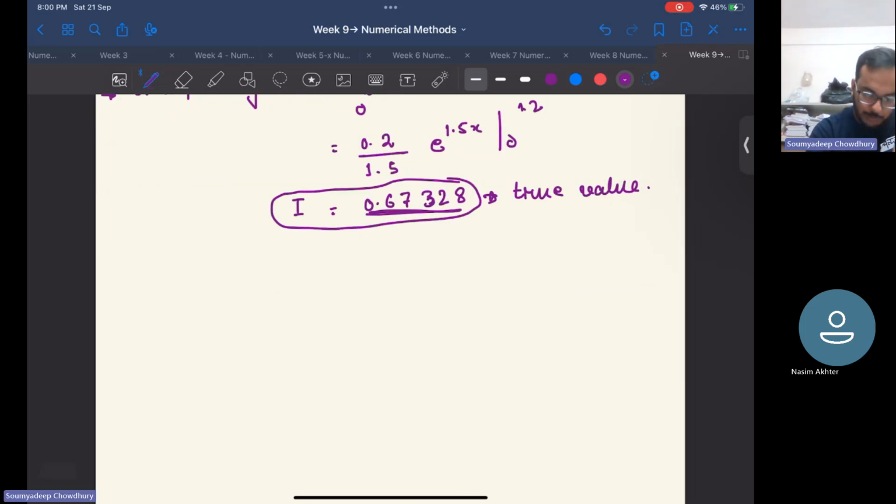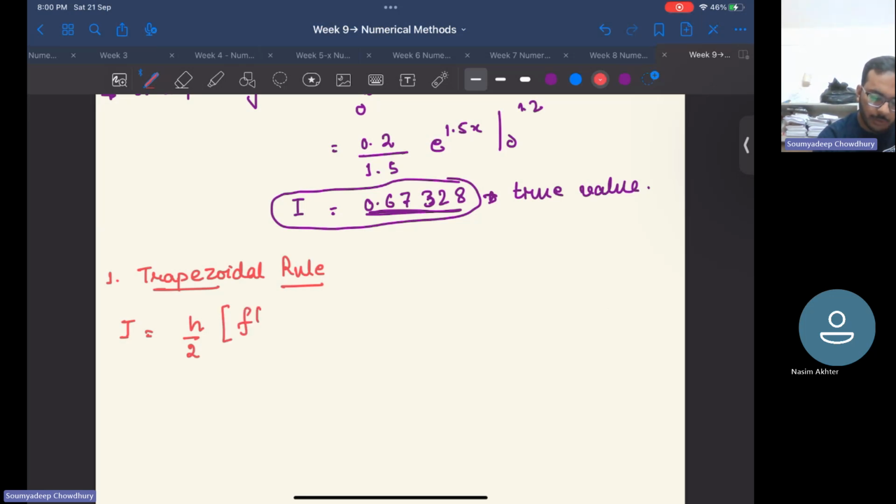So the first one is the trapezoidal rule, right? First we'll take the normal trapezoidal. So what does the normal trapezoidal rule say? It is I equals h by 2 times f of a plus f of b, right? So first we have to decide what h is. In the trapezoidal rule, h is basically b minus a, and we are dividing the interval into only one subinterval, so h is (b minus a) by 1 here. So it is basically 1.2.